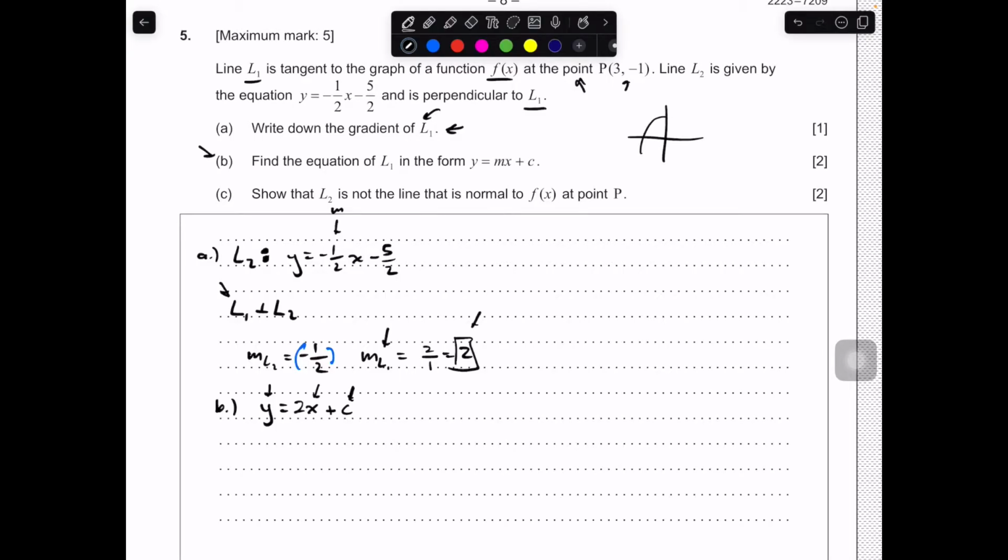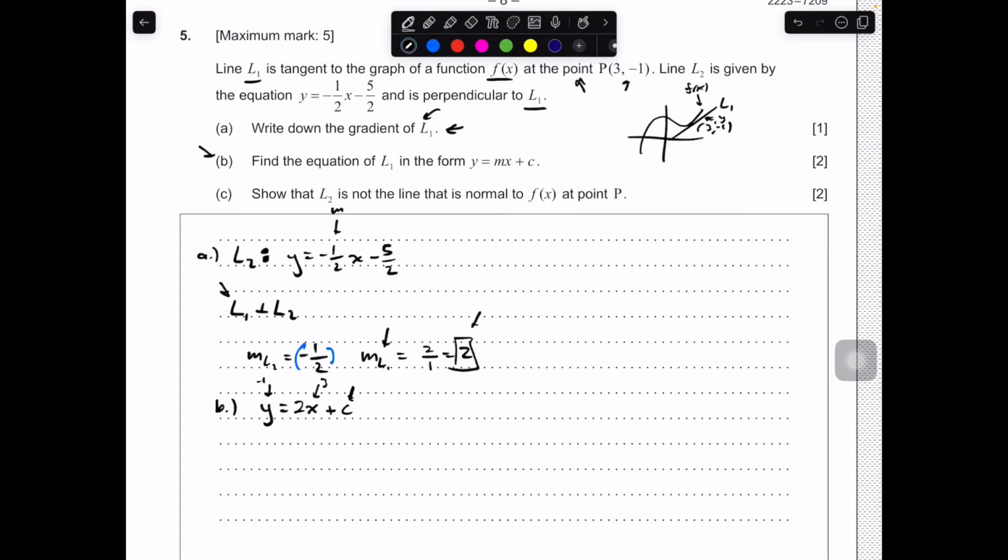So if we have some function like this, and it's tangent to this line, and this is L1 right here, and this is f of x. If we're tangent to the line, it means we have a point on the line. So we know we have (3, -1), which is on L1. So if we have a point on the line, we know an x and y value: we know that this is 3, and this is -1.